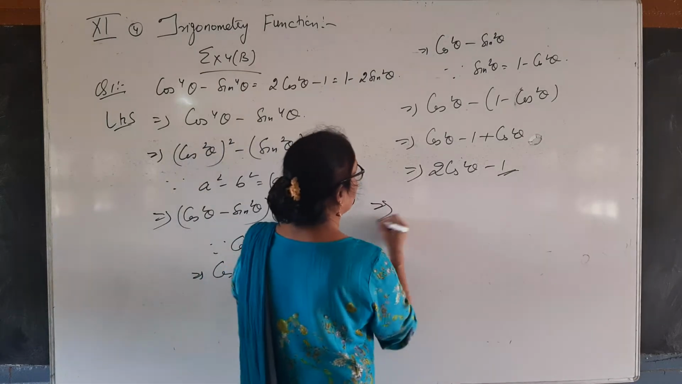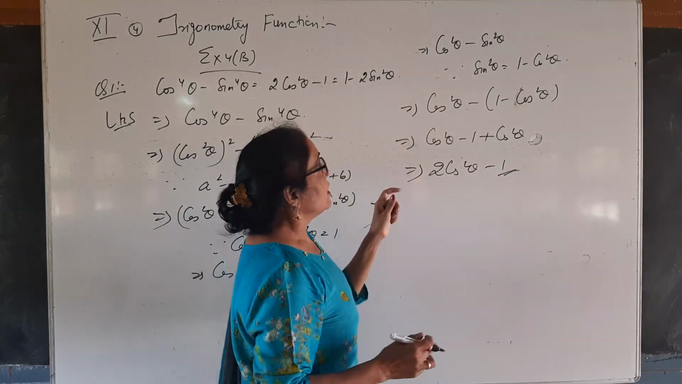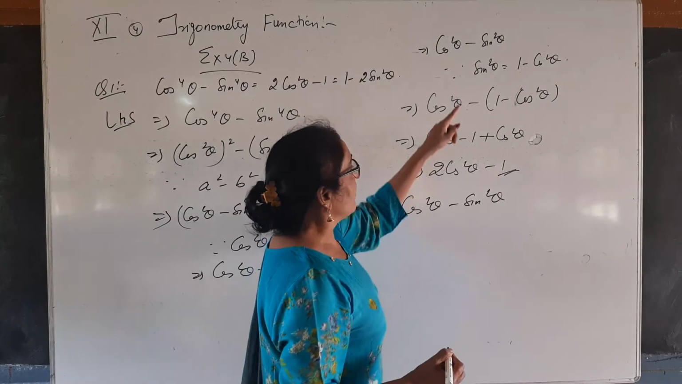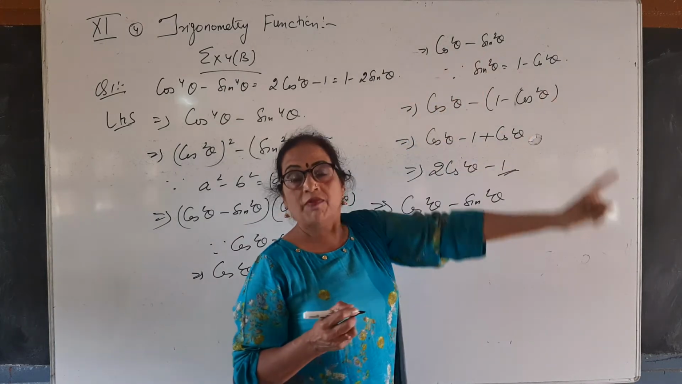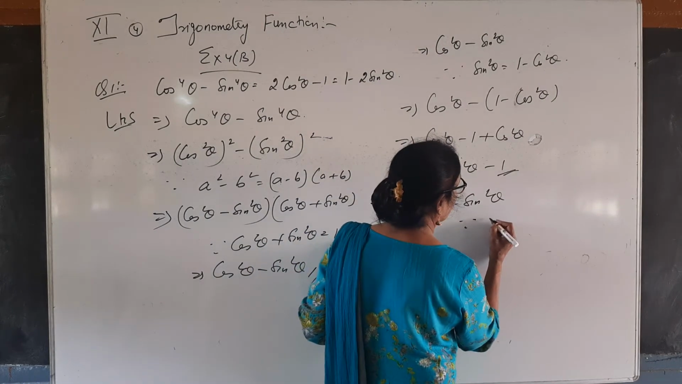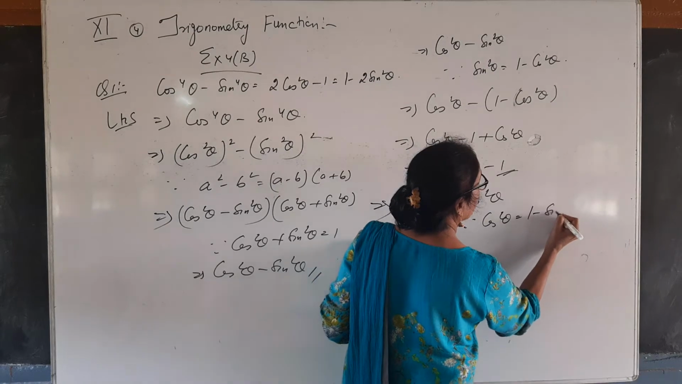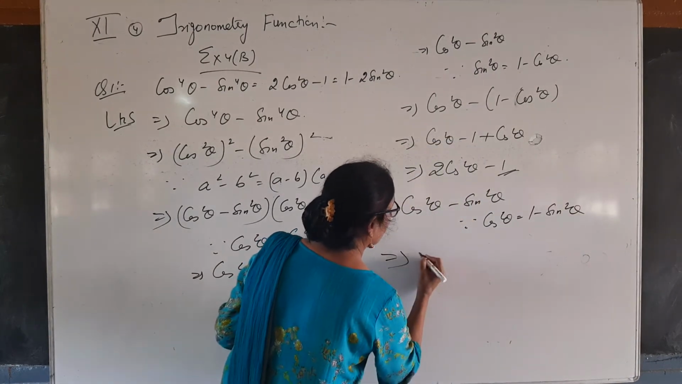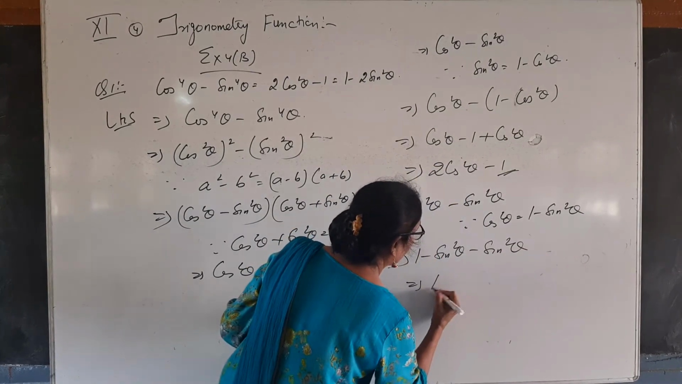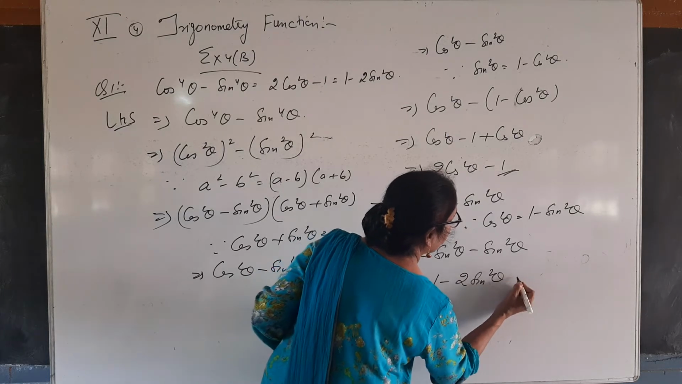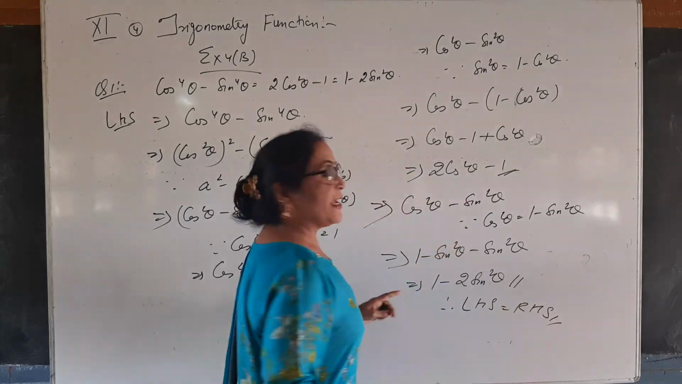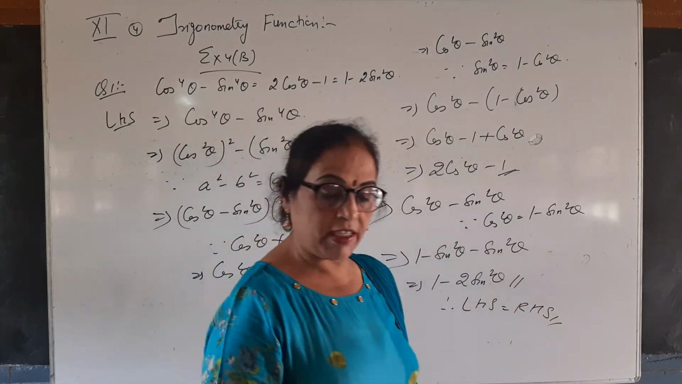Now further we have to prove the second part, that is 1 minus 2 sin square theta. So again we will take this cos square theta minus sin square theta. Previously we replaced sin square theta in terms of cos theta. Now we will replace cos square theta in terms of sin square theta, that is we will use cos square theta equal to 1 minus sin square theta. So we will get here 1 minus sin square theta minus sin square theta, or it will become 1 minus 2 times sin square theta. Therefore LHS equal to RHS. So by using identities we have solved this. Now we will do another question.